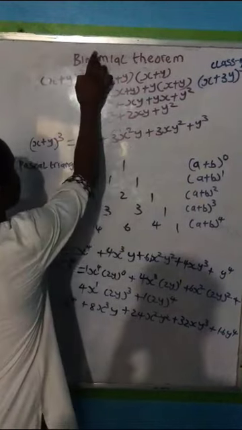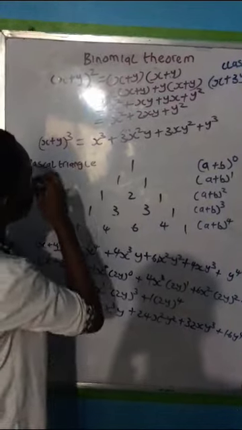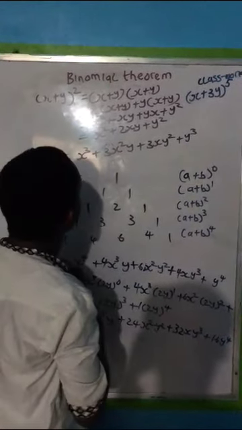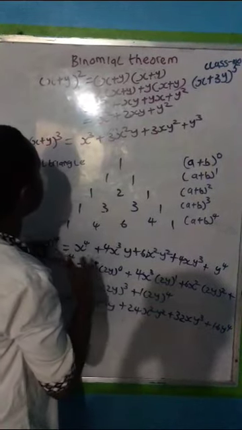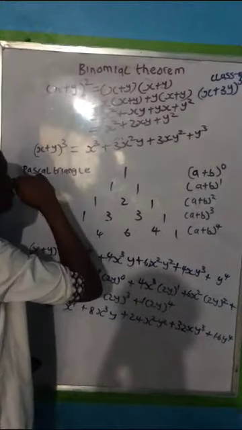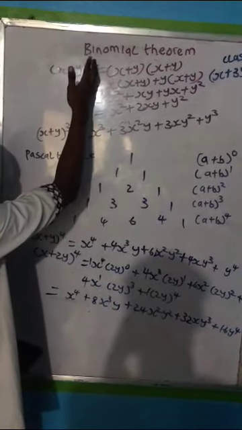So today we are going to talk about binomial theorem. What is binomial theorem? Binomial theorem simply means expansion. All we'll be doing in this course is just expanding and expanding and expanding. So let's look at this. We have x plus y all raised to power 2.